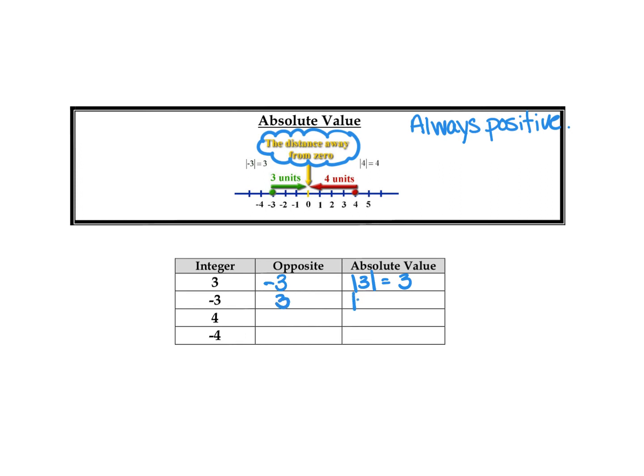And the absolute value of negative 3 is going to be the distance away from 0, it's going to be 3. The opposite of positive 4 is negative 4. The absolute value of positive 4 is going to give us a positive 4, it's 4 steps away. The opposite of negative 4 is positive 4. And then the absolute value of negative 4 is going to be positive 4. Now notice all of these right here, the absolute values, they're all positive.